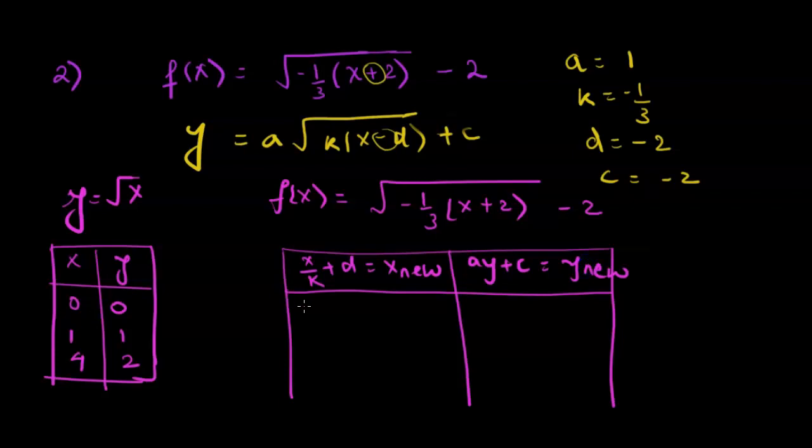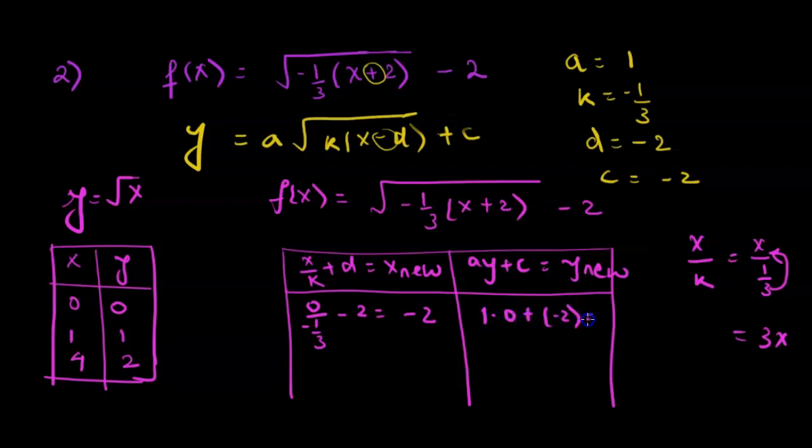So the original x is 0, k value is negative 1 by 3. Because we have to divide by 1 by 3, in other words, we have to multiply by 3. So x divided by k is x divided by negative 1 by 3, which means the same thing as negative 3x. So 0 divided by negative 1 by 3 plus d value, which is minus 2, so I'm going to put in minus 2 there. So negative 3 multiplied by 0 is 0. Minus 2 is negative 2. Here when I pick a y value as 0, a is 1, so I get 1 times 0 plus c, which is minus 2, so I'm left with a negative 2.